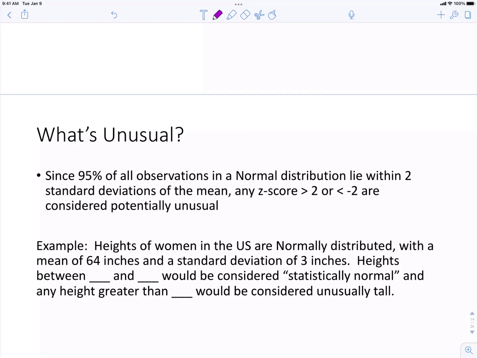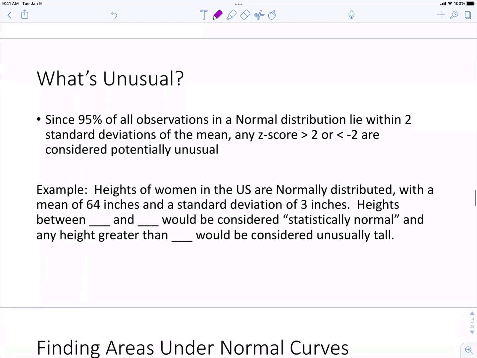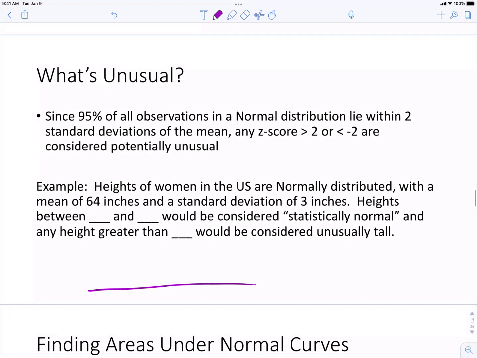So here's an example. Heights of women in the US are normally distributed with a mean of 64 inches and a standard deviation of 3 inches. So let's just draw a little picture of that. I'm big on drawing pictures. You don't have to draw a picture, but for me, I think it's helpful. Okay, so here's our mean at 64 inches, and the standard deviation is 3 inches.